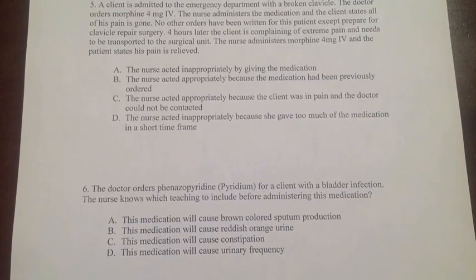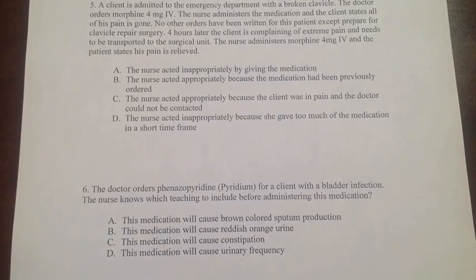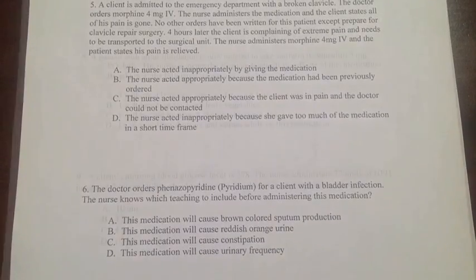Now let's look at number 6. The doctor orders Pyridium for a client with a bladder infection. The nurse knows which teaching to include before administering this medication, and that's going to be B. This medication will cause reddish orange urine.